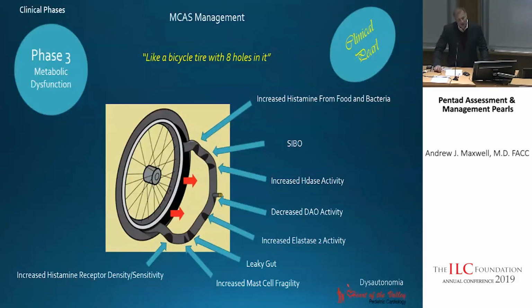SIBO produces a lot of histamine or aggravates the GI tract. There's the histidine decarboxylase. There's diamine oxidase in the body that produces and breaks down histamine. There's the elastase 2 that I talked about yesterday. That's a big issue. There's the leaky gut that comes from all that. There's mast cells that have increased fragility. And then there's H1 and H2 receptors that are perhaps more sensitive, higher density, that need to be managed.